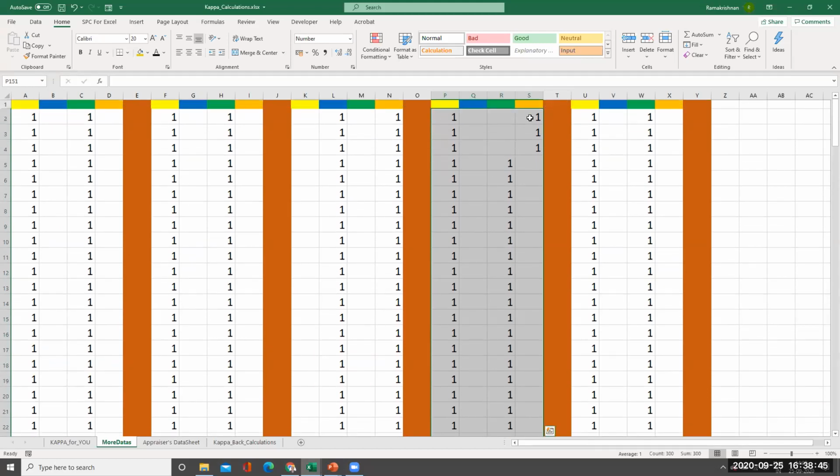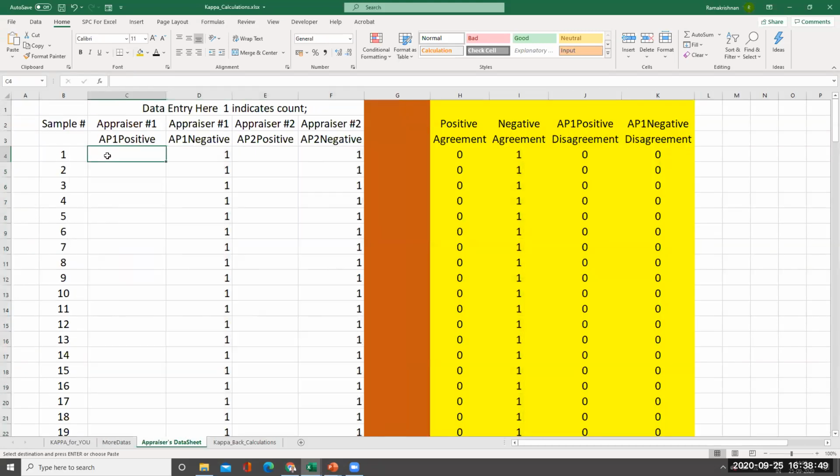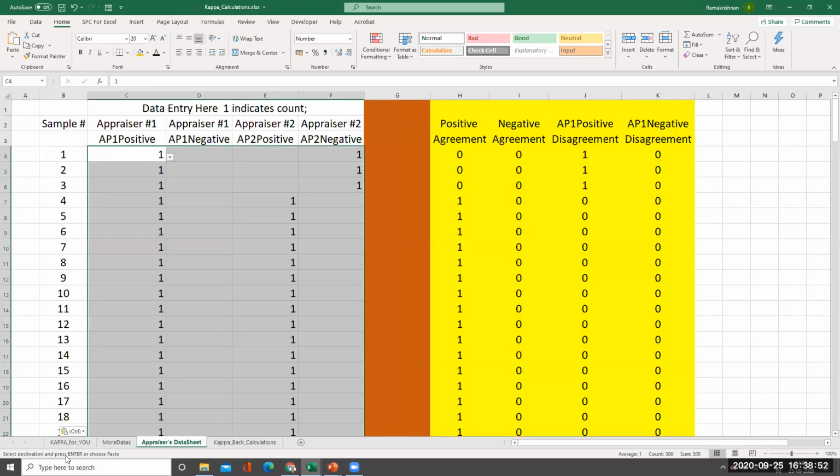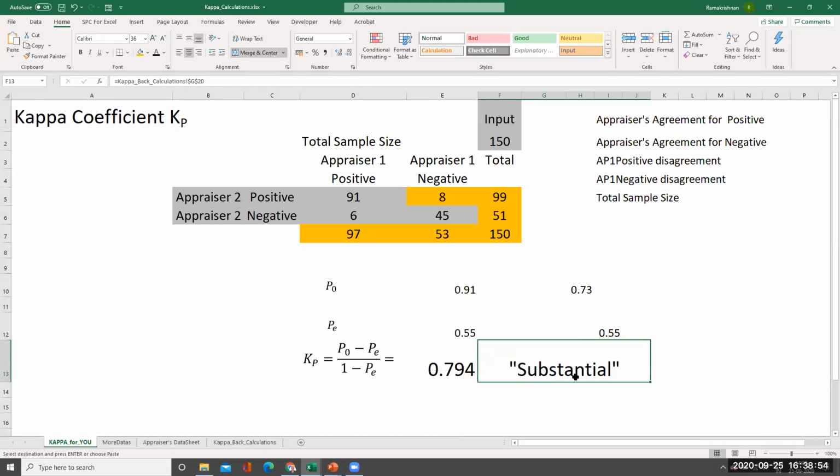We'll select this data, Control C, and go to this. I'll put it here, Control V, and then we will see what happens. Substantial agreement is there, right? Here also we can check. These are all values. We will not remove this because I've used numerical numbers. Okay, you can apply the formula also.